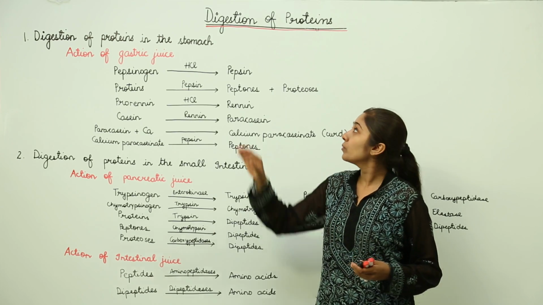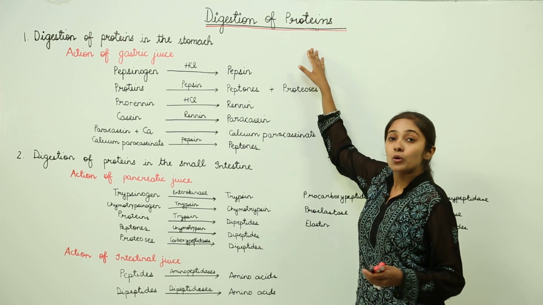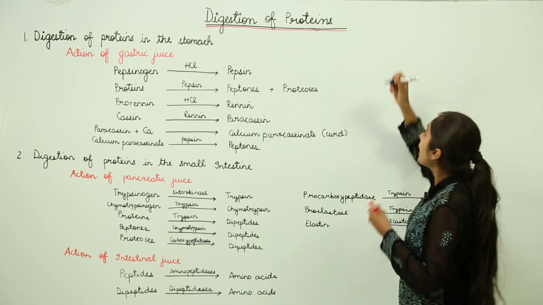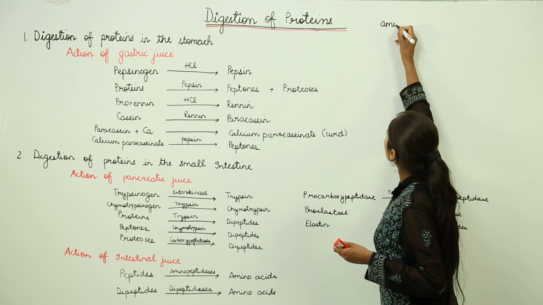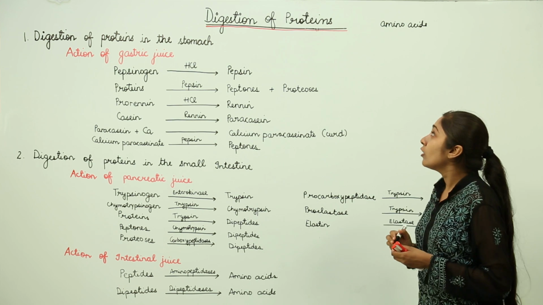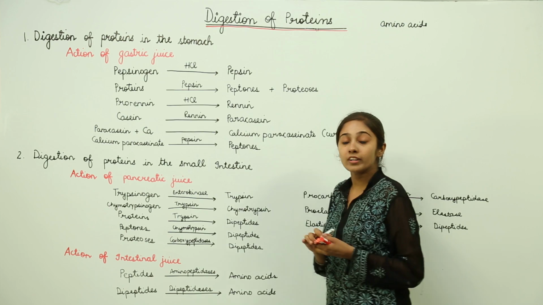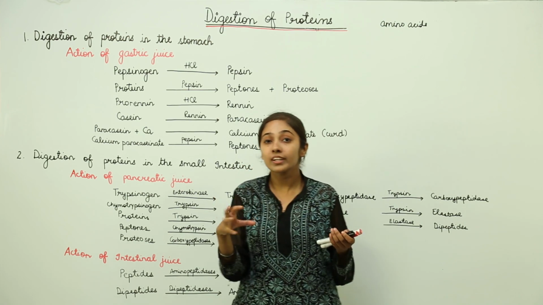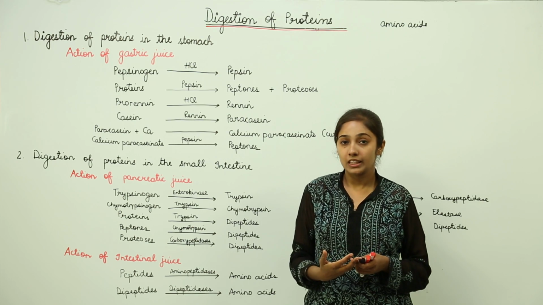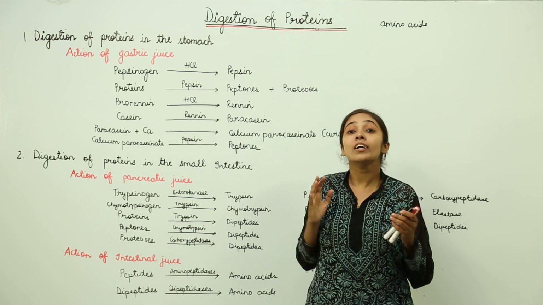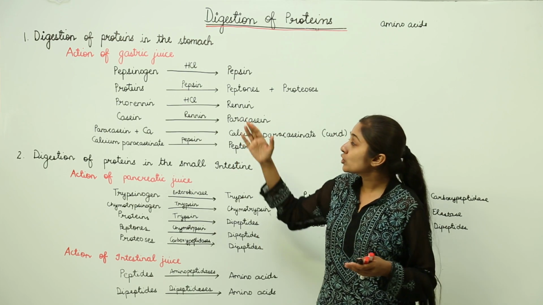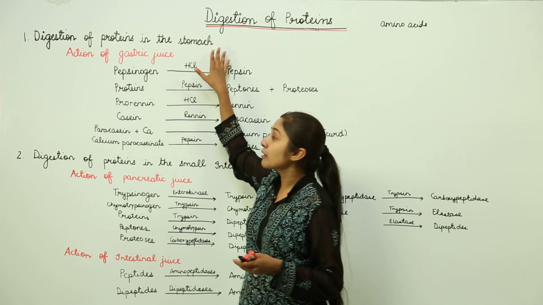Let us begin now with the digestion of proteins. Well, the monomer units for proteins are the amino acids. Now, the saliva that I told you is present in the oral cavity does not have any enzyme for the digestion of proteins. So, the digestion of proteins does not take place in the oral cavity or the buccal cavity. The digestion of proteins begins in the stomach, right?